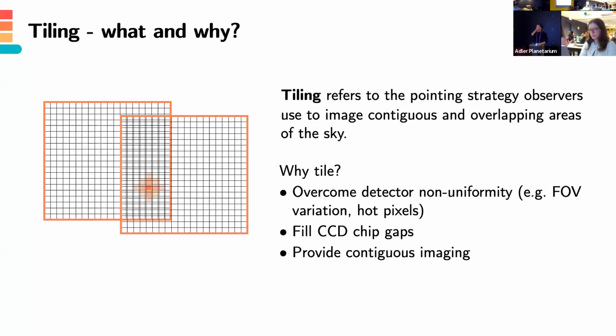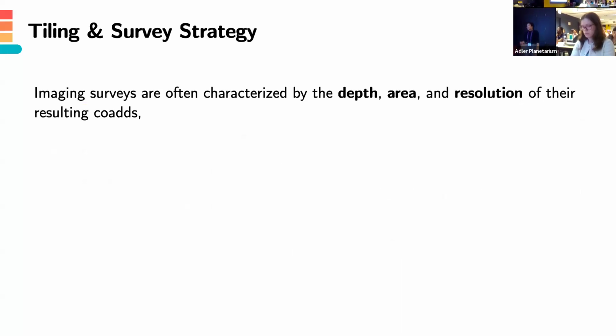So this is what we would like to do in the ideal case. We want to go to a single area of the sky and tile it very nicely where we have the same observation conditions. We reach the same depth for every exposure. That is not necessarily what happens in real life. So imaging surveys are often characterized by the depth, area, and resolution of the resulting coadds. So you might have heard, for example, LSST single visit limiting magnitude will be this. Its 10-year limiting magnitude will be this. And it's great to have the single scalar value, but the reality of these surveys is a little bit more complicated, or a lot more complicated.